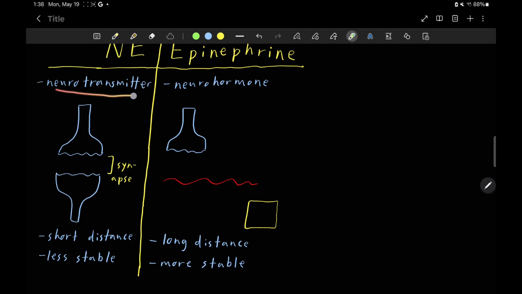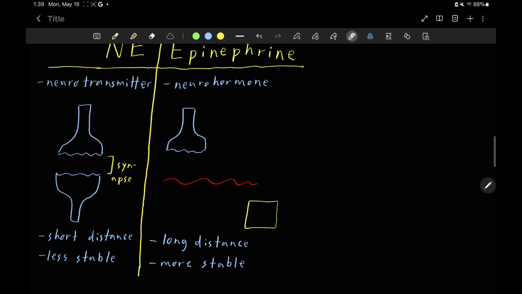So neurotransmitters travel across this tiny synapse, for very short distances, whereas neurohormones have to travel through the bloodstream and for much longer distances. Because neurotransmitters are traveling over a short distance, they don't have to be as resistant and strong, because they're just kind of going over to the cell next door. So as a result, they're less stable.